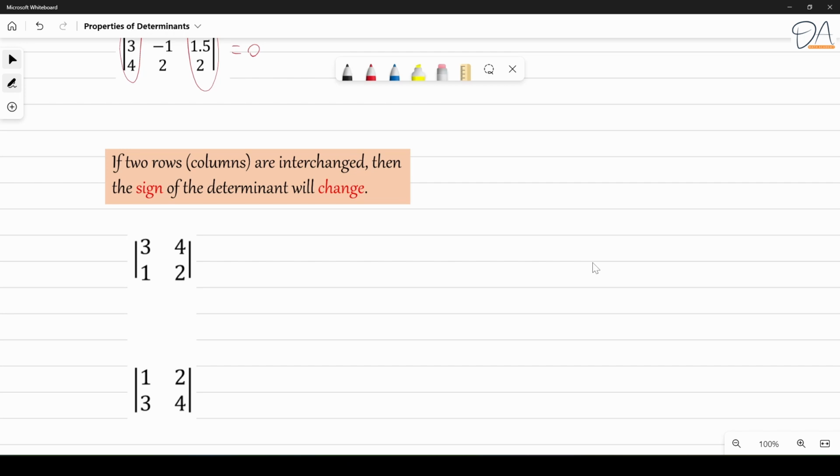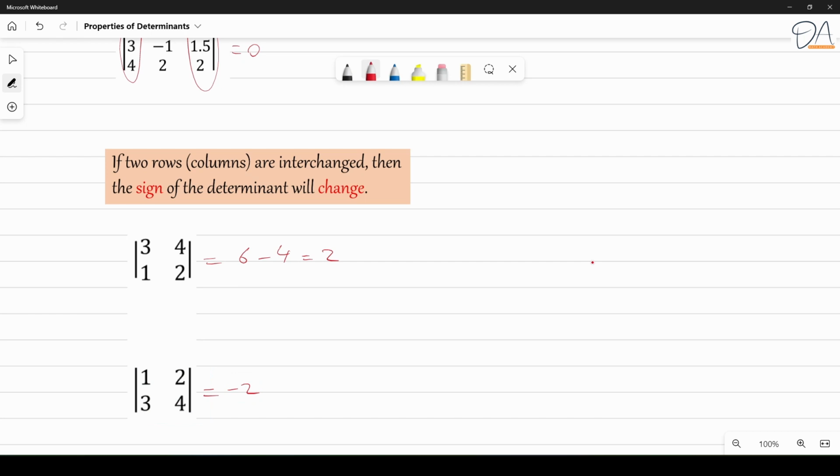Next property: if two rows or columns are interchanged, then the sign of the determinant will change. For example, if we take the first determinant, we can easily calculate this. 3 times 2 gives us 6, minus 1 times 4 gives us 4. So this gives us 2. Now, if you notice, the second determinant is actually the same as the first one, except that we interchange the first row with the second row. And so the determinant, without actually doing any calculation, will be minus 2. So the sign only will change. We know that the original one has a determinant of 2. Here we interchange two rows, so the value will be minus 2.